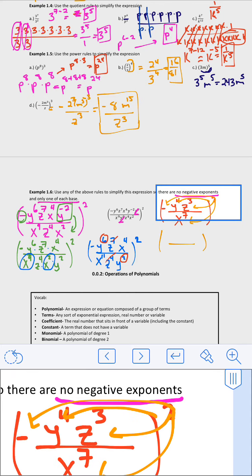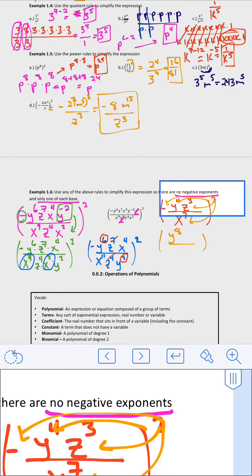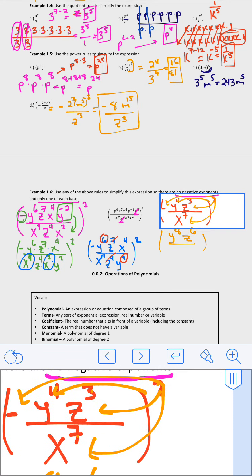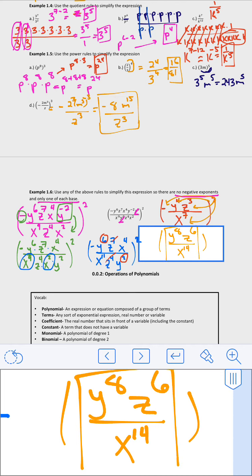And now we've got y to the 4th squared. So y to the 4th to the 2nd is going to be y to the 4 times 2, or y to the 8th. Same thing over here. We multiply 3 and 2 to get z to the 6th. And on the bottom, multiply 7 times 2, or x to the 14th. And now I don't even need the parentheses because there's nothing on the outside anymore. So I just end up with this as my final answer.